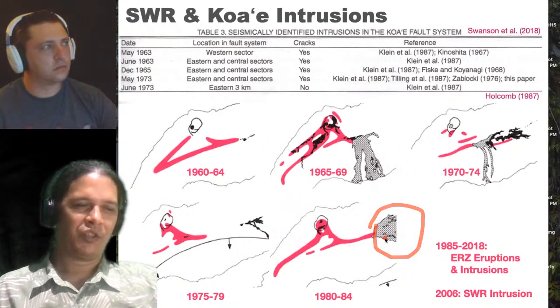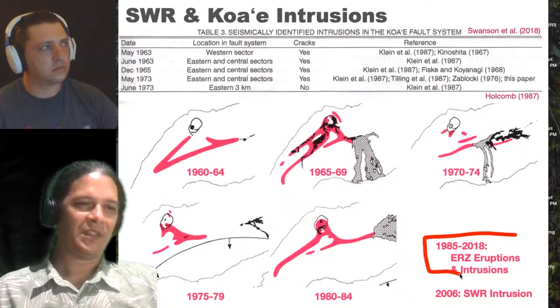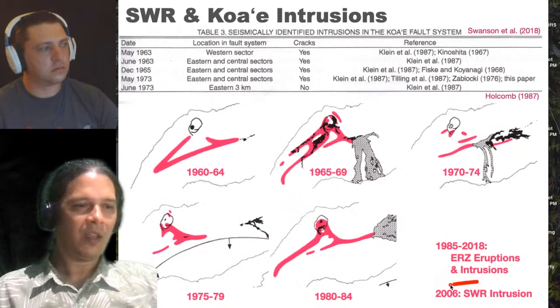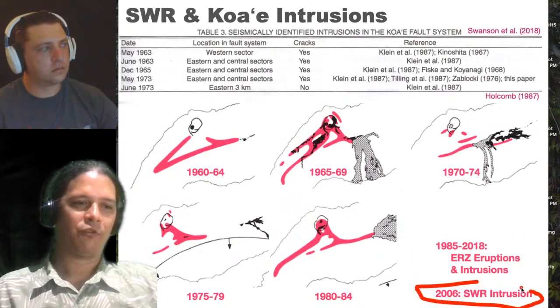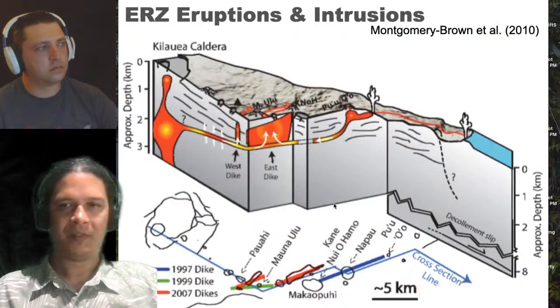And this paper was published at that point, so there's nothing past that, but I can summarize for you that really from '85 to 2018, the East Rift Zone was erupting and intruding lots of times, mostly all East Rift Zone, hardly anything in the Southwest Rift, until 2006, where there was an intrusion in the Southwest Rift as well. We'll look at that briefly as well.